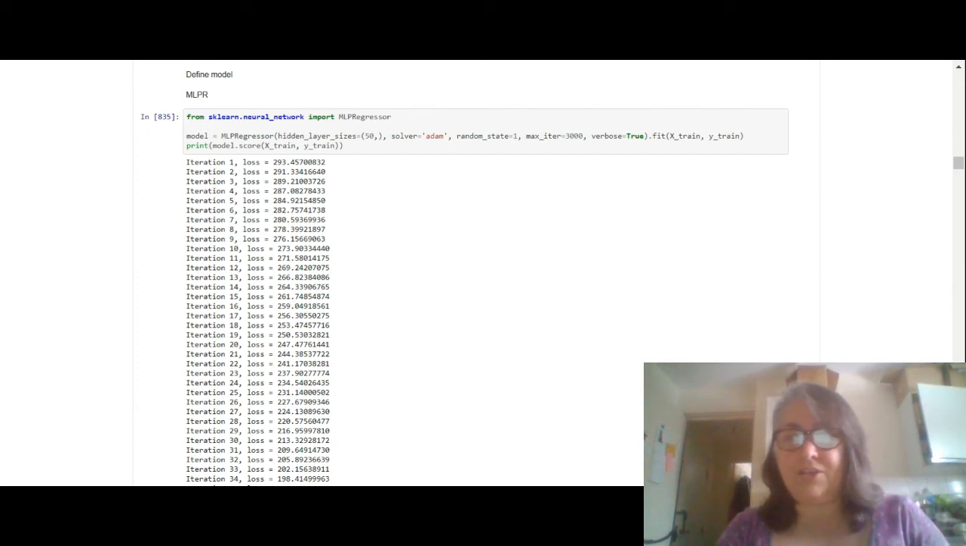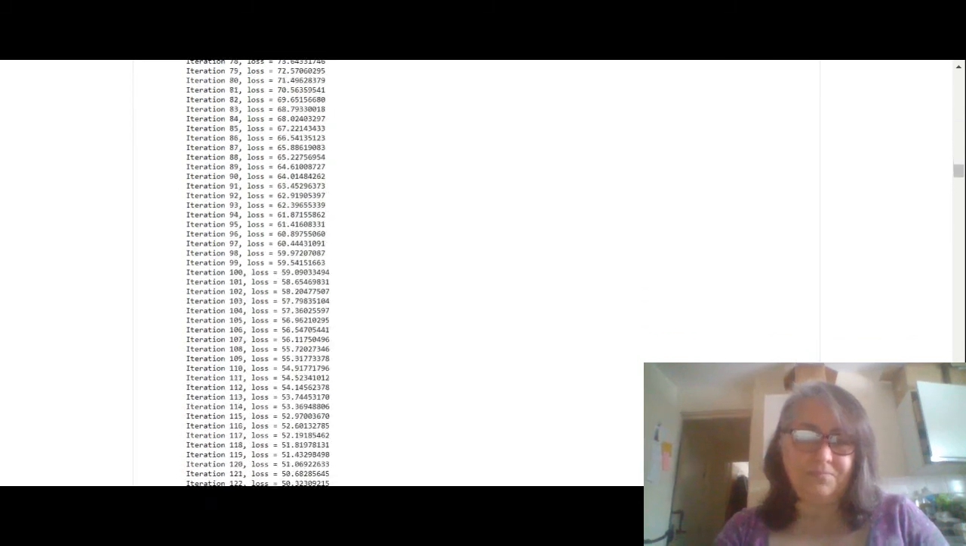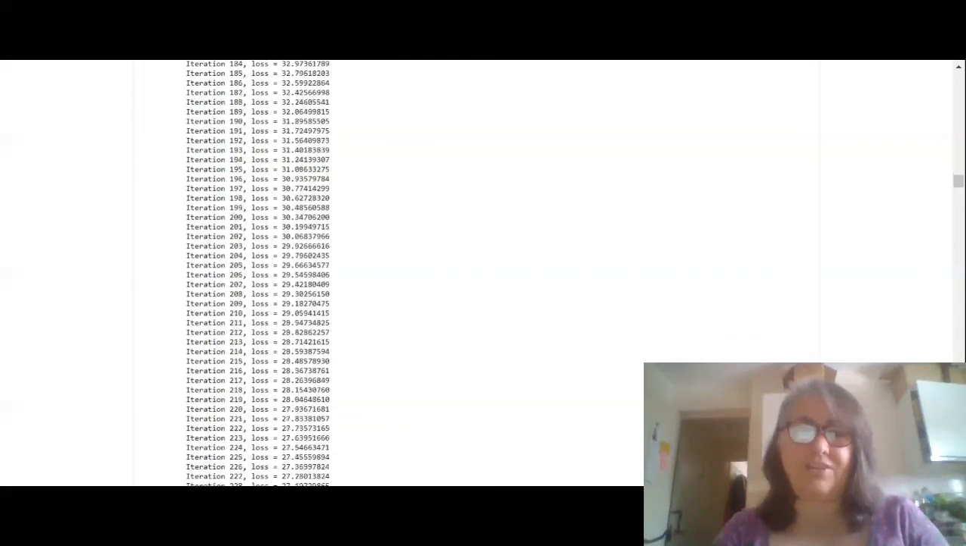So I used 3,000 as the max iterations. Verbose is true so I could see what it's doing, because it's not very nice when you're sitting there and the verbose is off and it's turning away, but you don't know if it's actually doing anything. If verbose is true, then you know it's doing something. And we have 50 hidden layers. So you can see it's turning away, doing all of these different iterations.